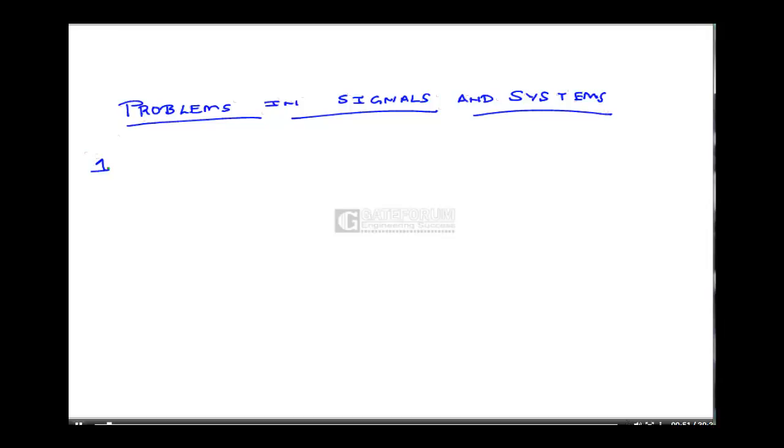The first problem. This problem is a 1 mark problem, and it is asked for an even function of time. The Fourier series will contain what? Or Fourier series will not have something. For an even function of time, Fourier series will not have.